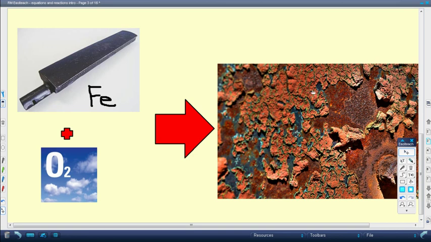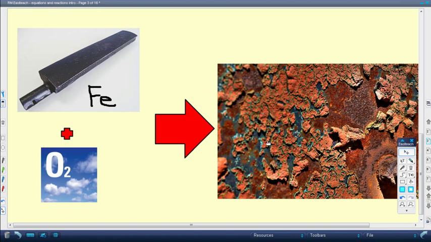Rust is a flaky, brown, crusty material that's easy to crumble. It cannot conduct electricity like iron. You can't really build anything out of it like iron, and it certainly does not have iron's high density. Rust is partly made of iron, yet has none of its properties.